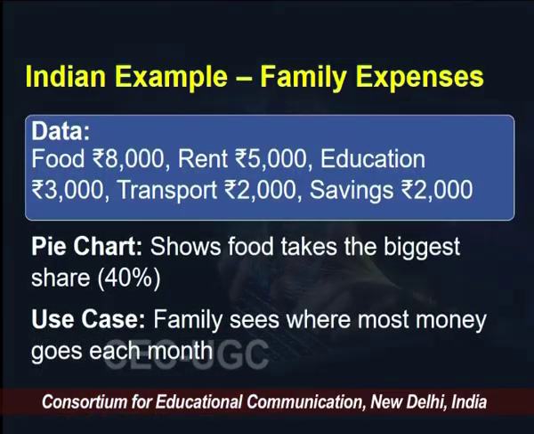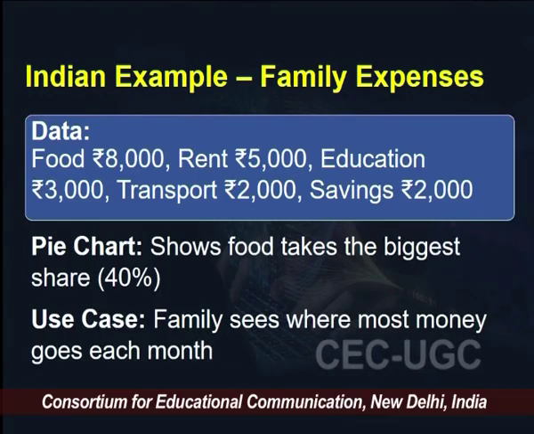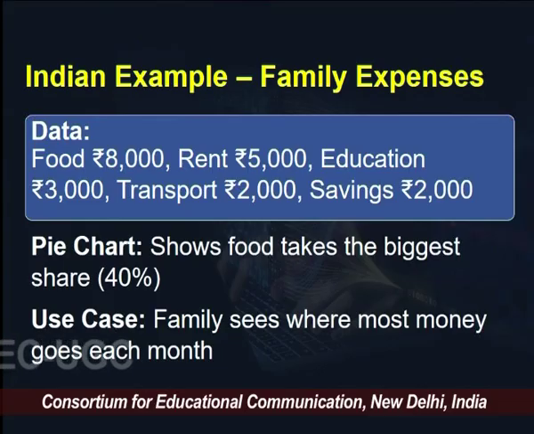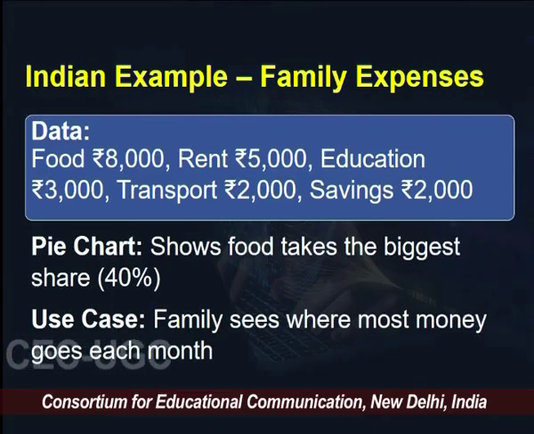So, for example, let's see an Indian example where we are dealing with family expenses. You would see we have allotted food a budget of 8,000 rupees. For rent, we have kept 5,000, education 3,000, transport 2,000, and savings again 2,000 rupees. And we want to use a pie chart to show which item uses the biggest chunk of our earnings, right? The use case is pretty simple: families can see where most money goes each month.